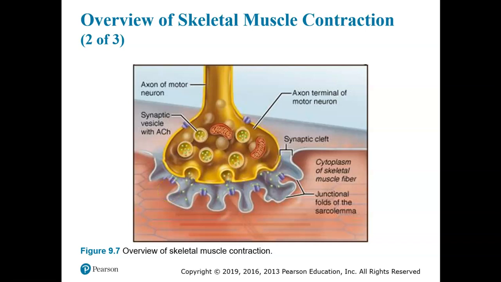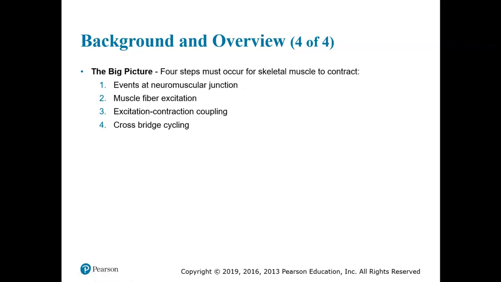But right now we're just getting the terminology. So we have the axon terminal, which is this swollen end of the axon, synaptic vesicles which contain acetylcholine, and then the synaptic cleft, which is the space between the axon terminal and the junctional folds of the sarcolemma of the muscle fiber. Okay, that's good. All right, so that's our terminology that we need.